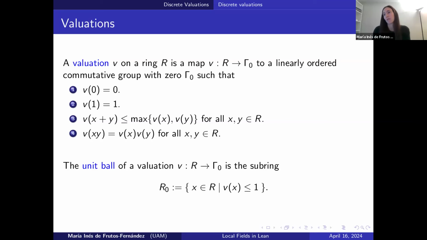And this might not be the definition that you are expecting to see. So the definition that I'm going to give is that a valuation on a ring R is a map v from R to Γ₀, which is a linearly ordered commutative group with 0, that has the properties that the valuation of 0 is 0, the valuation of 1 is 1, the valuation satisfies the strong triangle inequality, and the valuation is multiplicative. Now, probably this is what you will call a multiplicative valuation or an absolute value, a non-Archimedean absolute value.